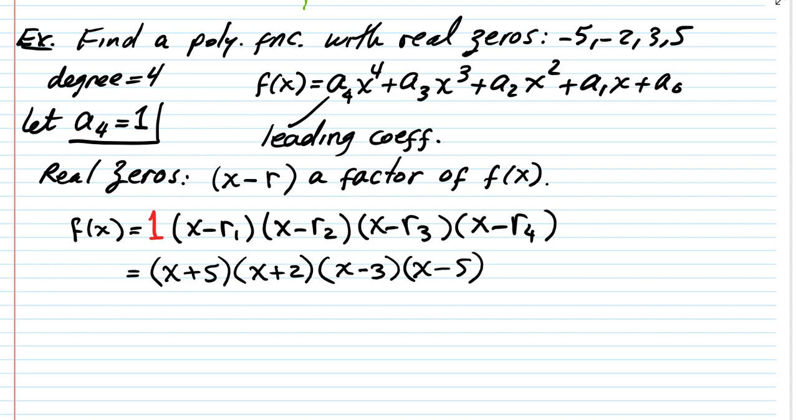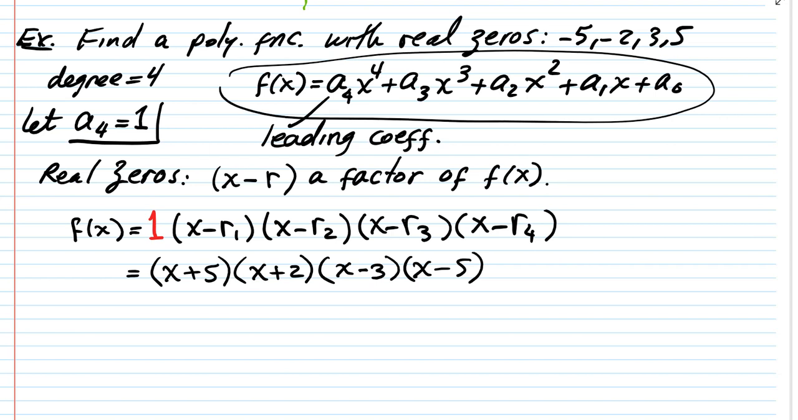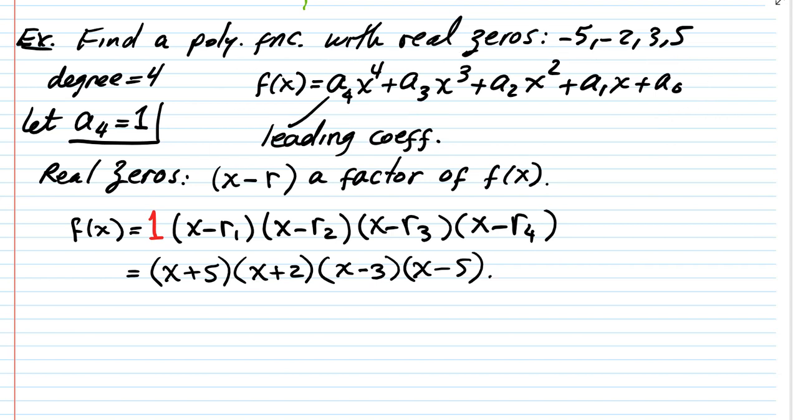You could do a pairwise FOIL, and then once you FOIL, you get 1, 2, 3 terms here. Multiply, distribute, combine like terms, and go through all that jazz. And then you can get this final polynomial form. But again, for what I'm doing, the factored form will do. That's the polynomial.